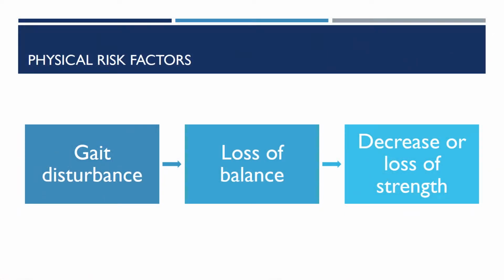Physical changes that can increase a patient's risk for falling include gait disturbance, loss of balance, and decreased or loss of strength. Gait disturbance and loss of balance can be caused by a number of things, such as anesthesia, wounds, vertigo, to as simple as the patient not having on the proper footwear. A decrease or loss of strength can come from a number of medical conditions. If the patient is not strong enough to support the weight of their body, then they are at an increased risk for falling.